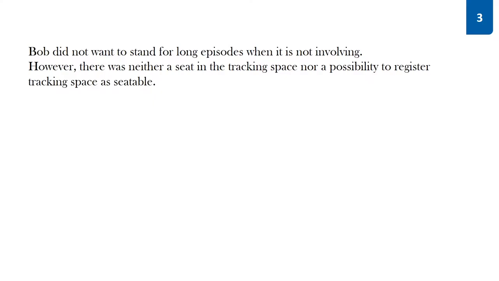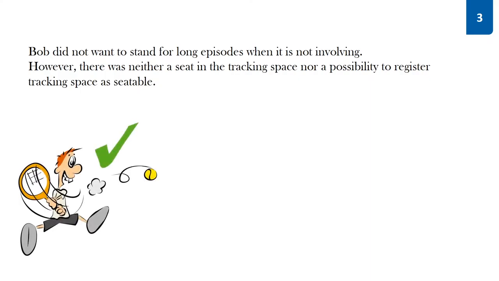So, Bob did not want to stand for long episodes when it's not involving. However, there was neither a seat in the tracking space nor a possibility to register tracking space as seatable. If asking users to stand, give them a good reason for standing. Let them walk, and if that's not feasible, get them involved.